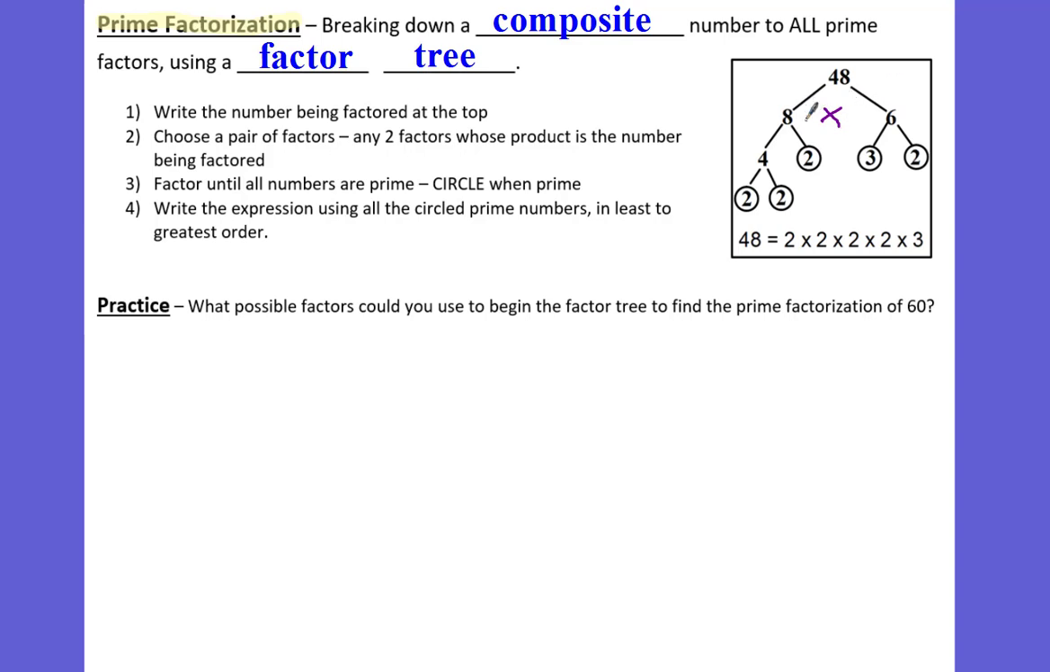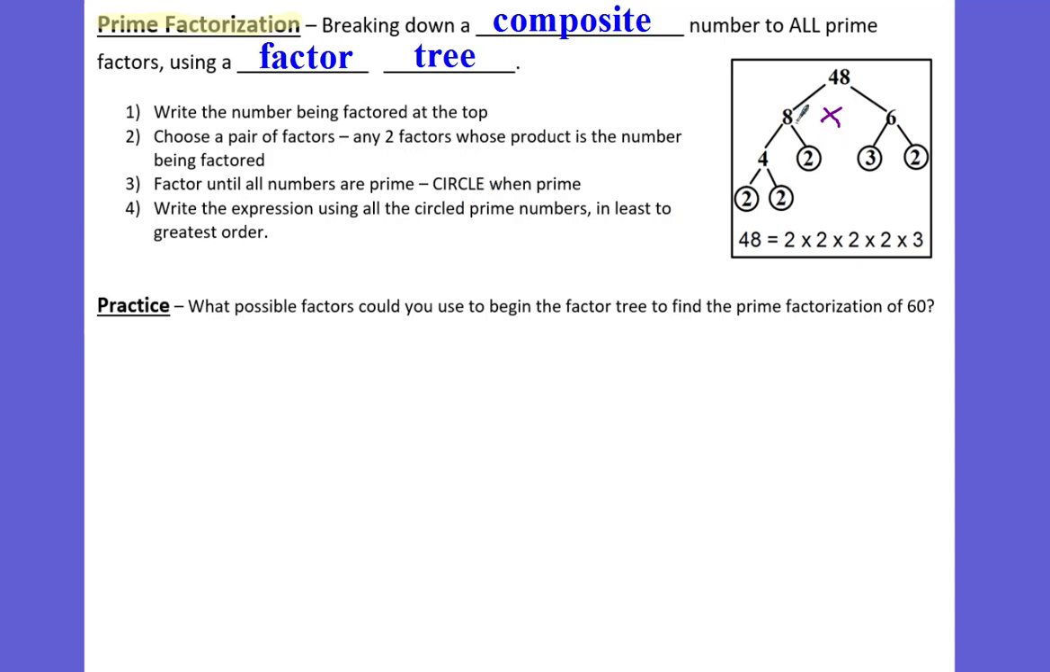4 times 12, 2 times 24, 3 times 18. There are several factors that you can use. It doesn't matter which factors you use, as long as when you multiply them together, they make 48. Then you're going to factor all the numbers until they become prime numbers. And when they're prime, you circle.